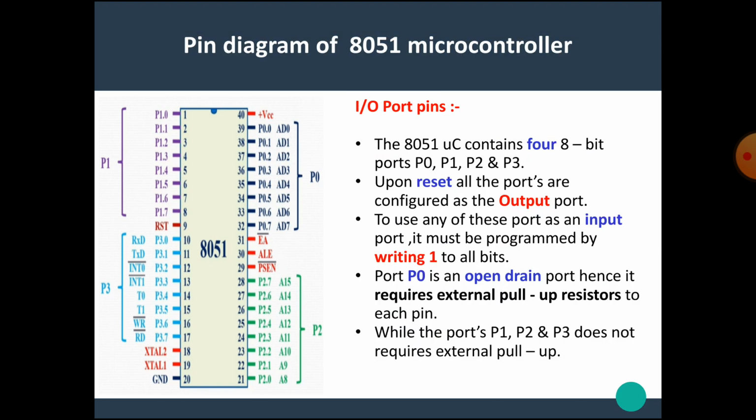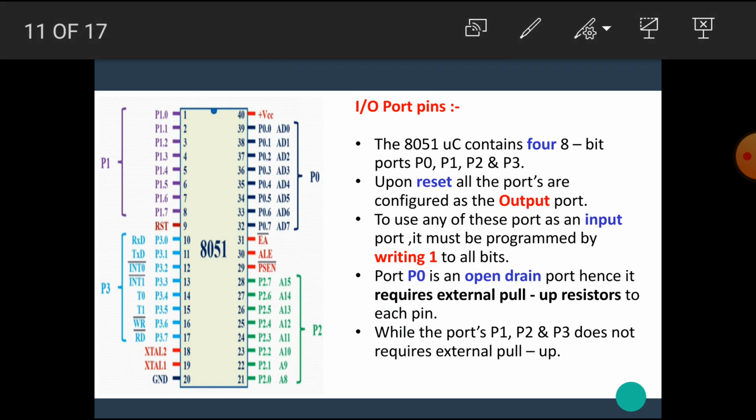Our next pins are the IO port pins. The 8051 microcontroller contains 4 8-bit ports, port P0, P1, P2 and P3. Upon reset, all the ports are configured as output port. Again, this is a very important statement here, that upon reset, all the ports are configured as the output port. To use this port as an input port, it must be programmed by writing 1 to all bits.